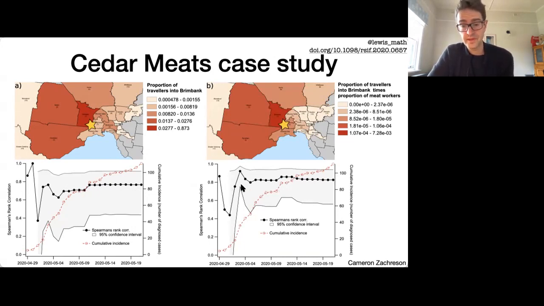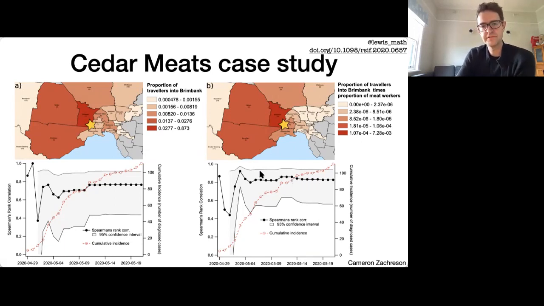We found that things improved when we incorporated the fact that, if we want to look at risk, the most risk in this outbreak was going to be to meat workers, because they were people coming in contact with infected cases in the meatworks. So when we multiplied these results by the proportion of meat workers in each LGA, these correlations actually improved, and there was some better explanatory power of this pretty simple model of which LGAs were likely to see outbreaks, based just on mobility, on where people were likely to go.